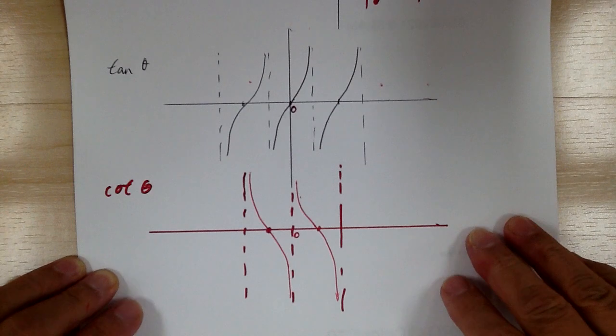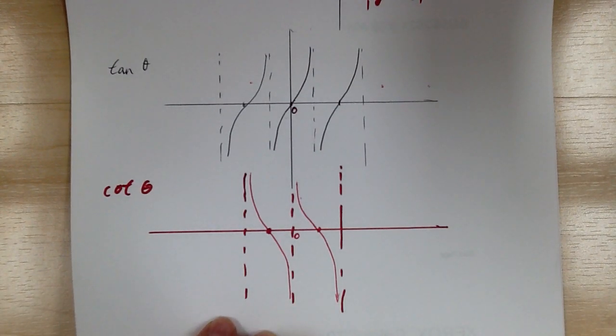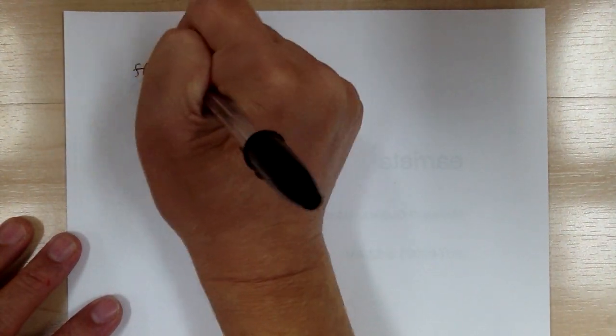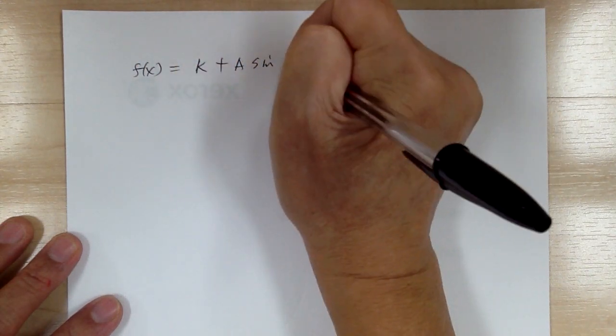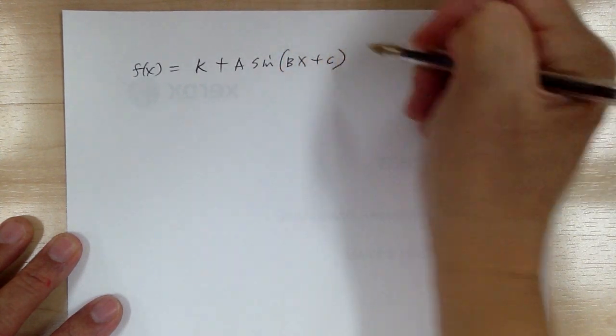So those are the graphs of the 6 different functions. Then after that, you have to deal with things like amplitude, shift, and so forth. Normally when you have a function, f of x equals k plus a sine of bx plus c.